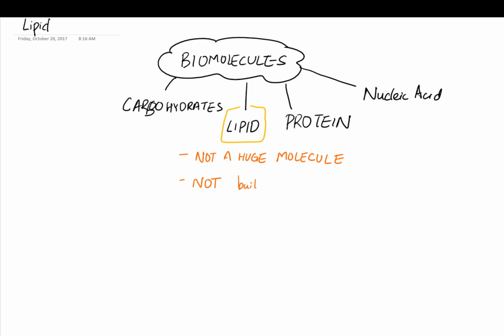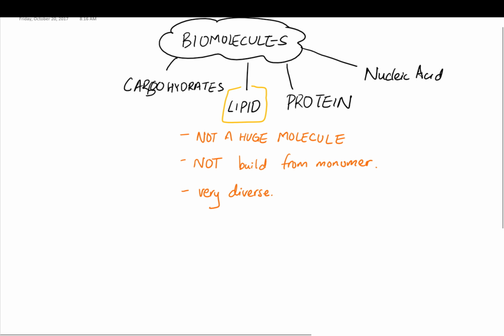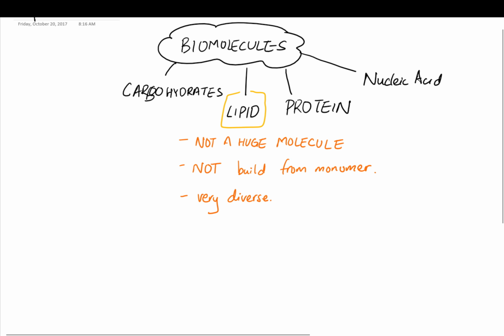Not built from monomer. And if you look into the molecules that are under lipids, they are very, very diverse in terms of structure. They look very different. If you look at starch, glucose, sucrose, fructose, under carbohydrates, they look very similar. But if you look at the examples under lipids, they can be very, very different, and you can really identify the differences between different lipids.